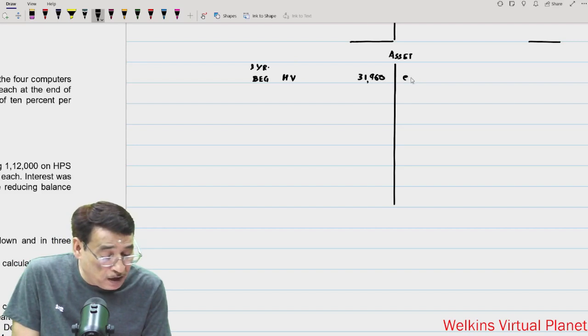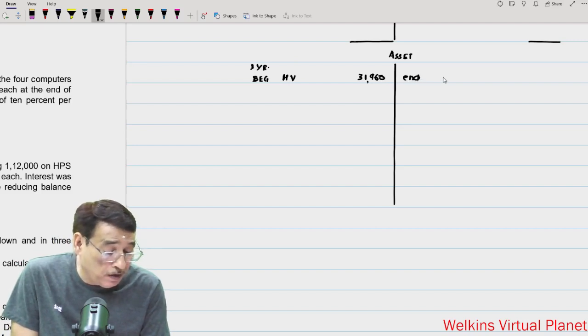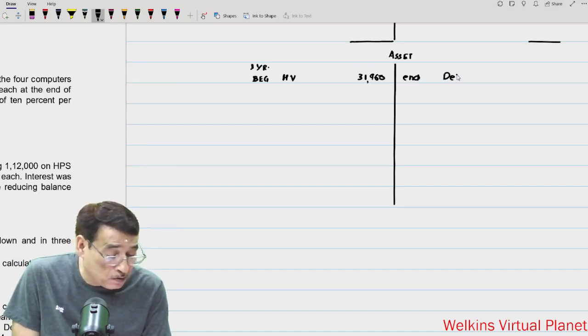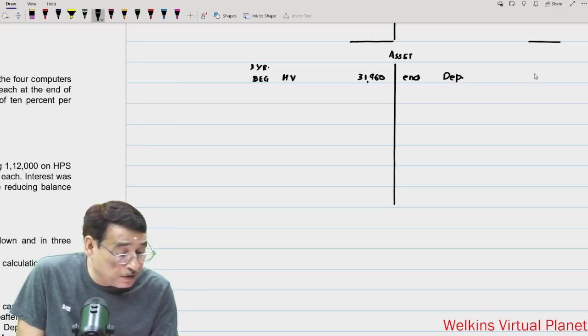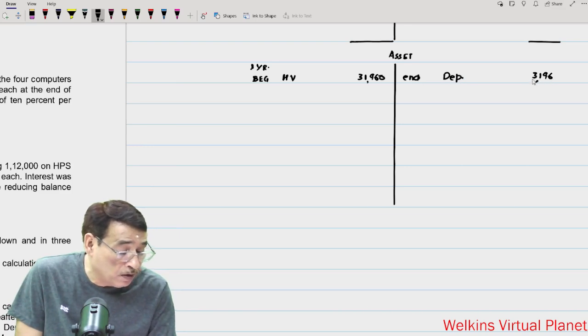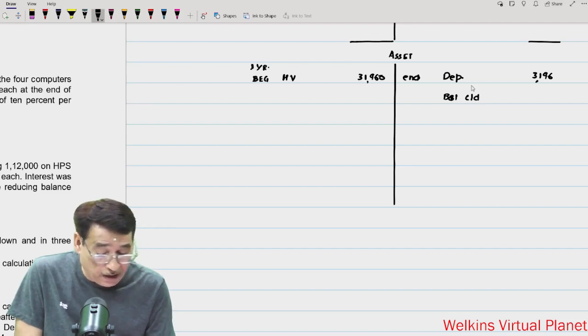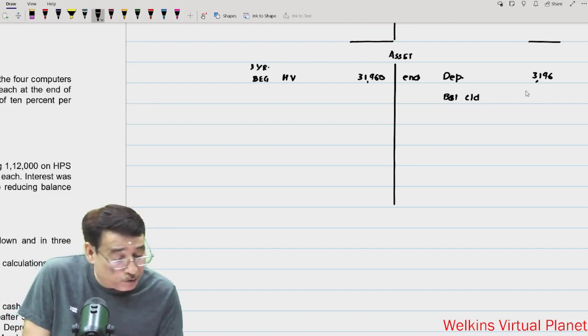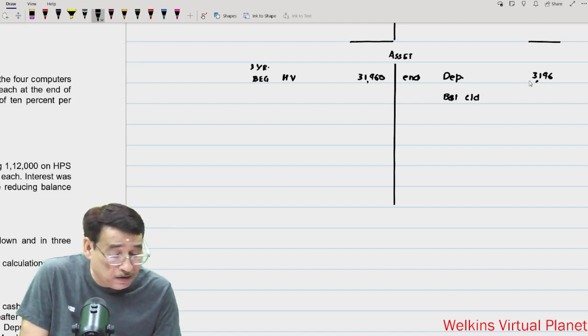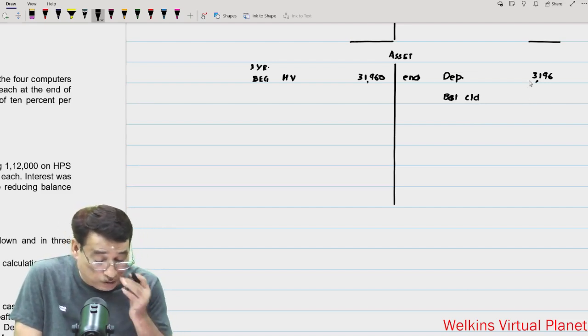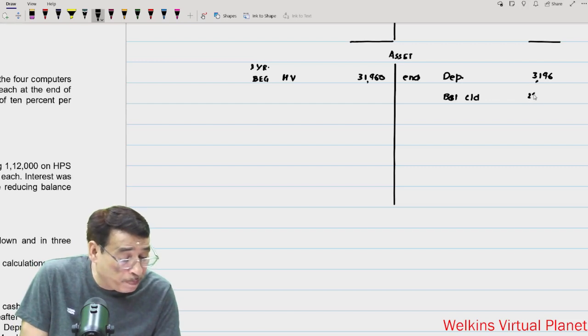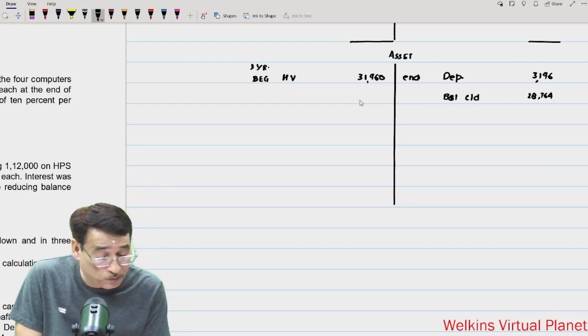Then we will reach the end of the first year. We will charge the depreciation. The depreciation is 10%, so 3196, and so on. Now you will write here balance carried down. When you will write here your balance carried down will be 28,164. What will be the balance? 28,764. I think so.